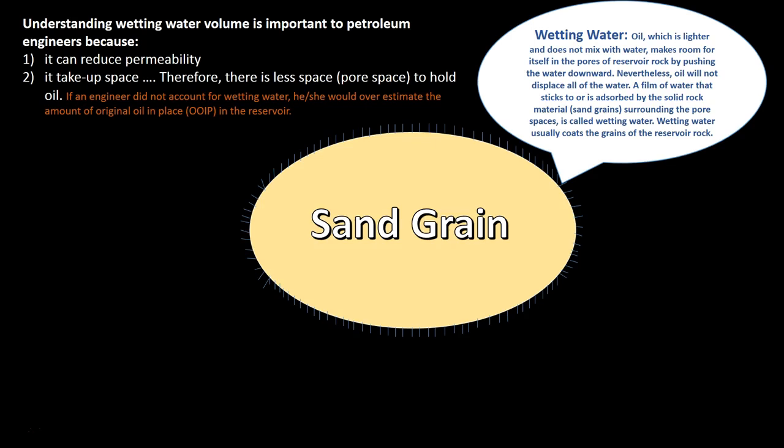So if an engineer did not account for wetting water, he or she could overestimate the amount of original oil in place in the reservoir. And that could be a very costly mistake.